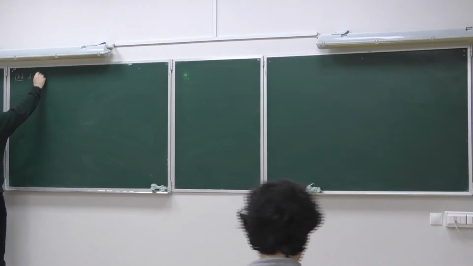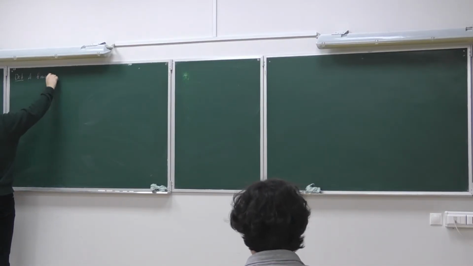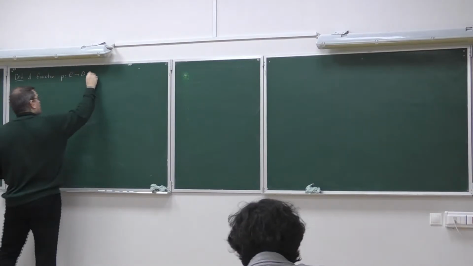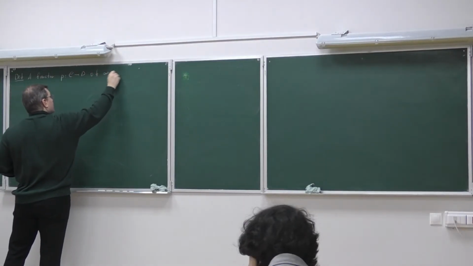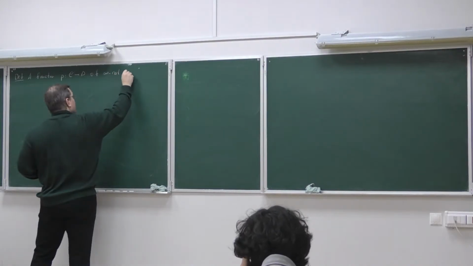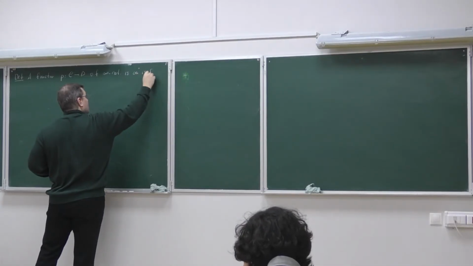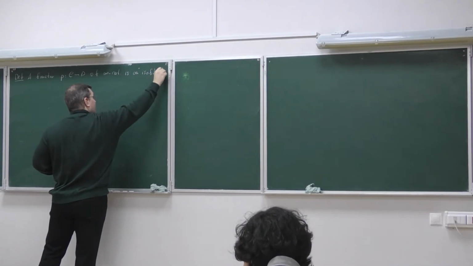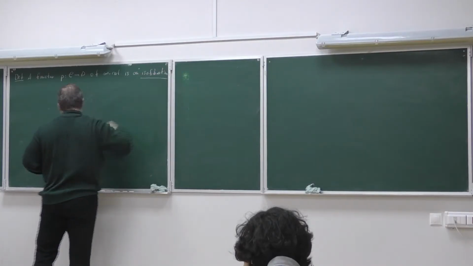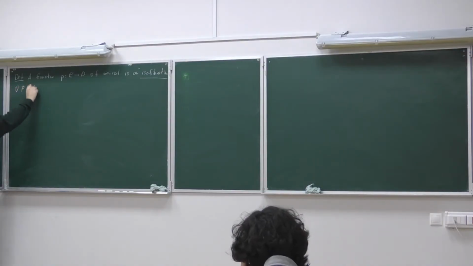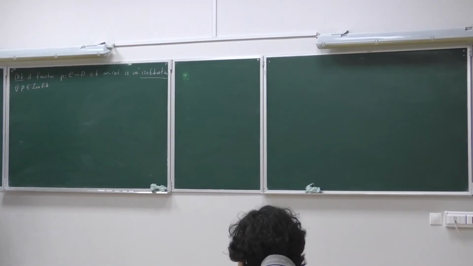So a functor, let's call this P, from C to D of infinity categories is an isofibration if it has the following two conditions. So first, P is an inner fibration. Oh, this is always true just by definition.